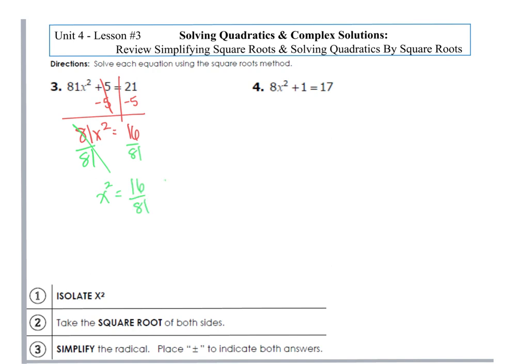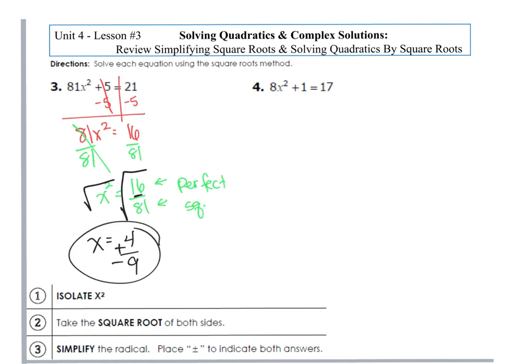Notice that the numerator and the denominator are both perfect squares. That's awesome because we can just take the square root of each of those values. I'm going to take the square root of x squared to make it turn into regular x, and then take the square root of the whole thing, 16 over 81. The square root of 16 is positive 4 here. The square root of 81 is 9, and then we do say plus or minus for the whole thing. So positive or negative 4/9 would be the solution here.